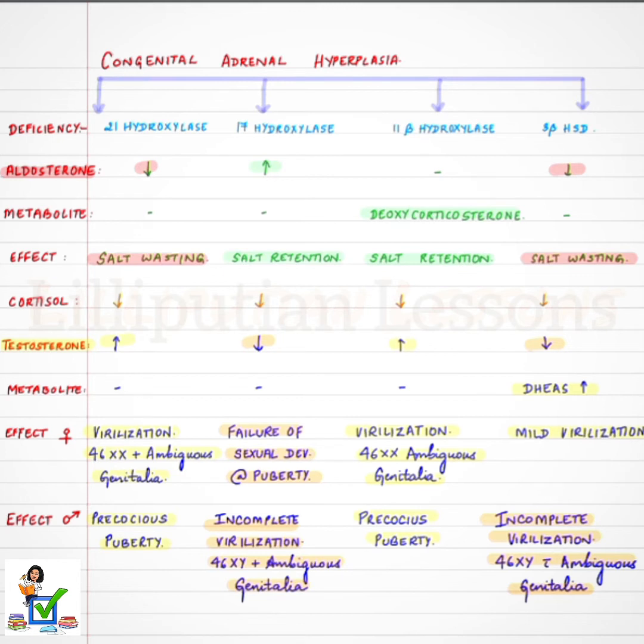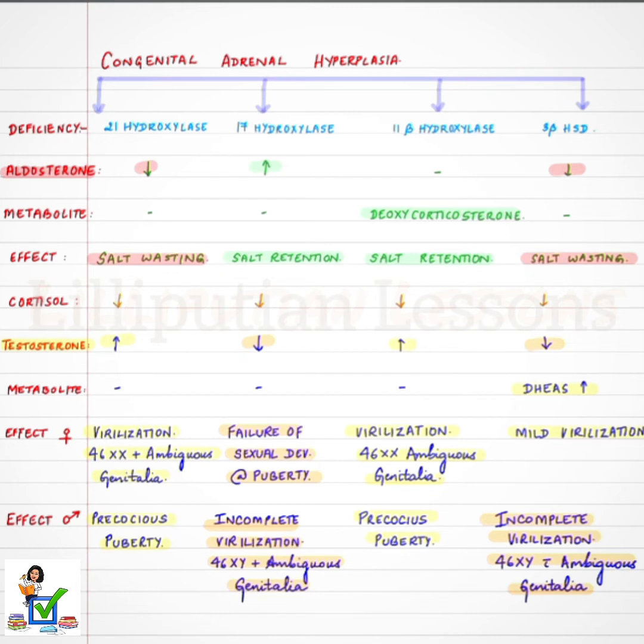Here also testosterone is reduced. So we'll see the second one first. Here testosterone is universally reduced. So the effect on the female is that there's failure of development of secondary sexual characters. You should know that axillary hair, pubic hair, height spurt, everything happens because of androgenic effects. But if that is not there, then even in females there is failure of secondary sexual development. And in male fetuses, in the beginning itself there is incomplete virilization. Therefore you will have 46XY with ambiguous genitalia.